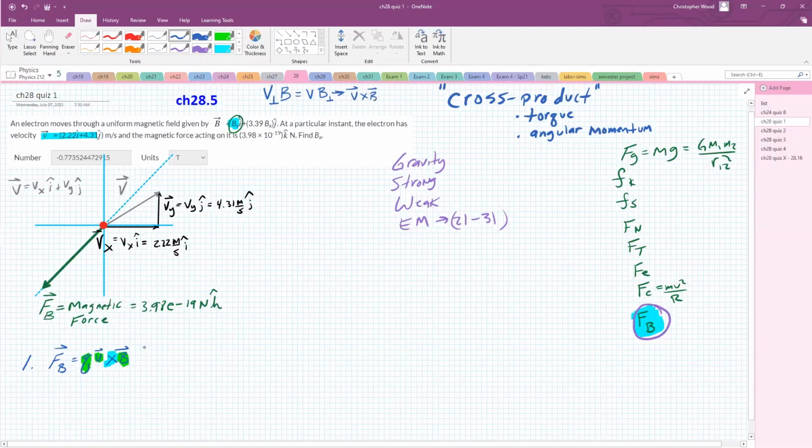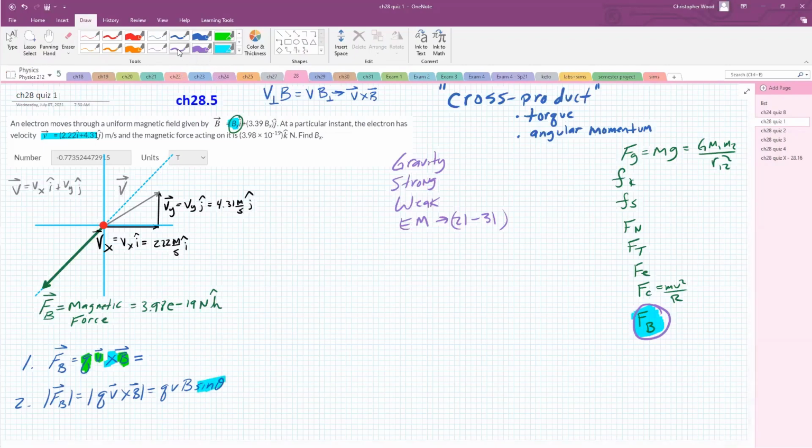And there's another way I can write this the same way using magnitude and angle theta. I'll do this. The magnitude of this magnetic force is going to be the magnitude of Q v cross B. And here's another way of saying the exact same thing, Q v B sine theta. This sine theta term finds the perpendicularity between v and B.